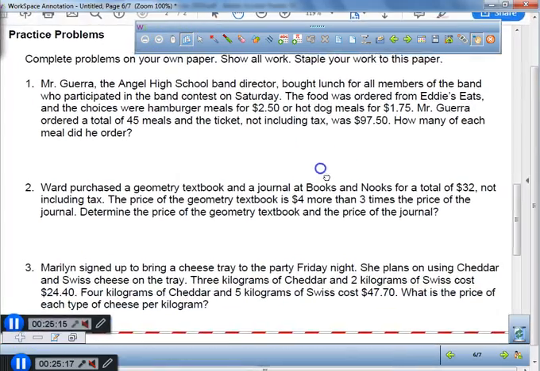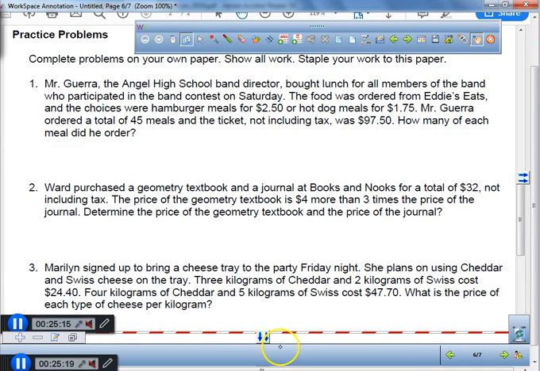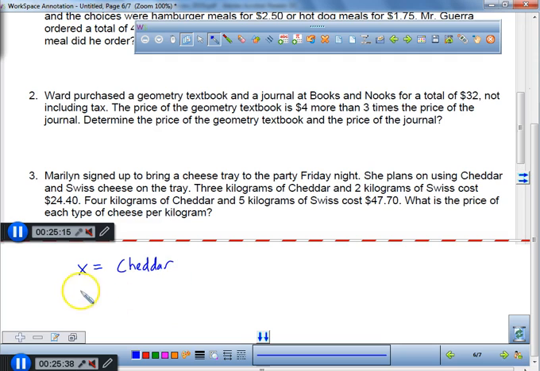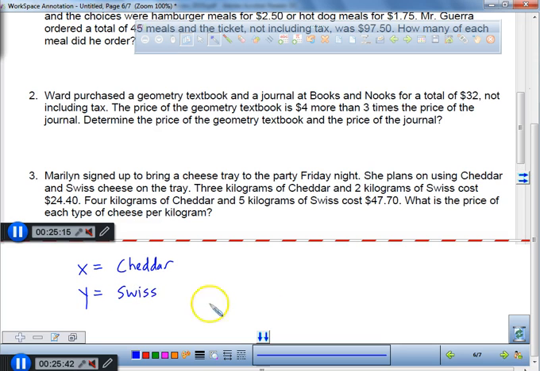All right, here we go. Next problem. It says Marilyn signed up to bring a cheese tray to the party Friday night. She plans on using just cheddar and Swiss cheese on the tray. Ooh, so here we go. We got to identify. Put X equals cheddar. Put Y equals Swiss. So X equals cheddar, Y equals Swiss.